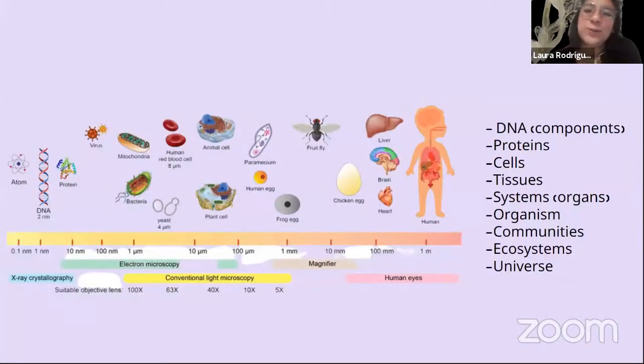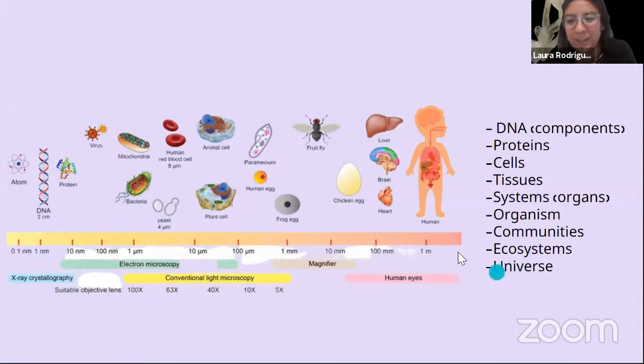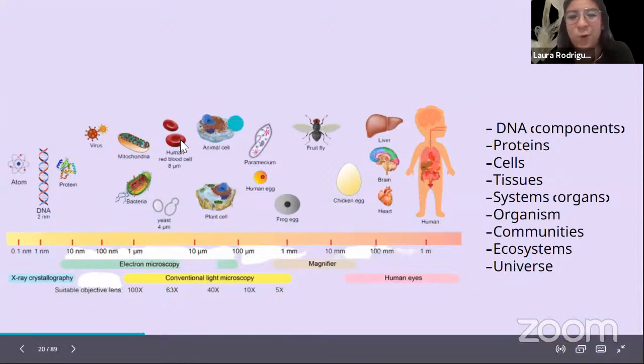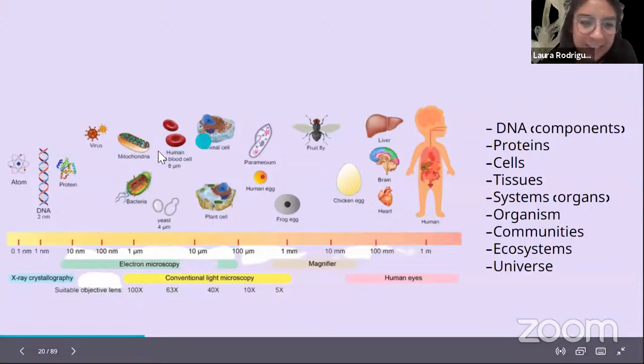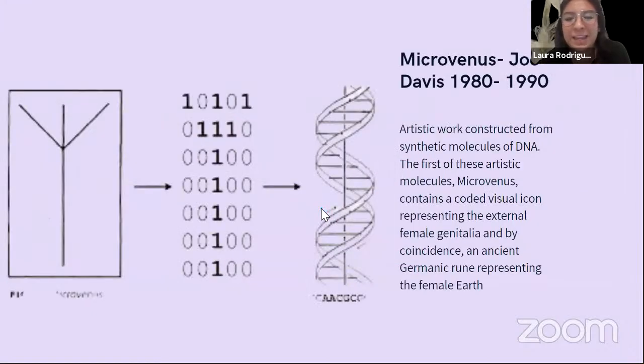Okay, so I told you that bio is from the very small parts of DNA into the universe ecosystem, passing through all the small entities, from bacteria, viruses, animals and plants. So, do you know this artwork? Has anyone seen this artwork? It's called Micro Venus from Joe Davis.